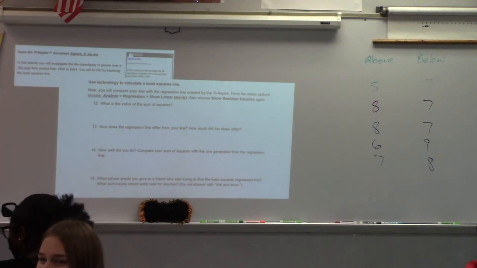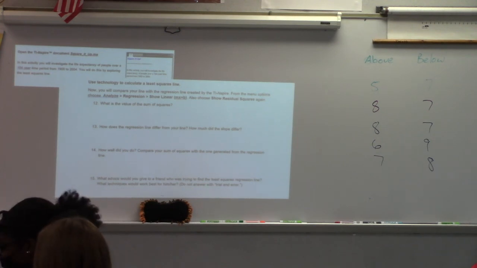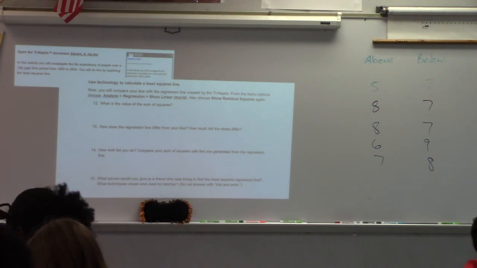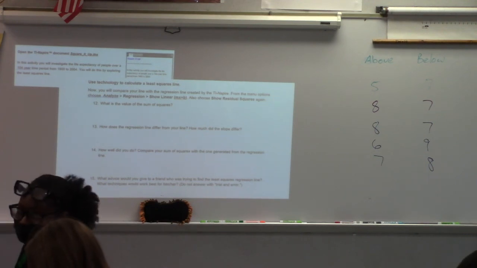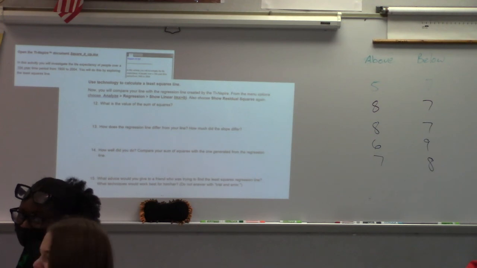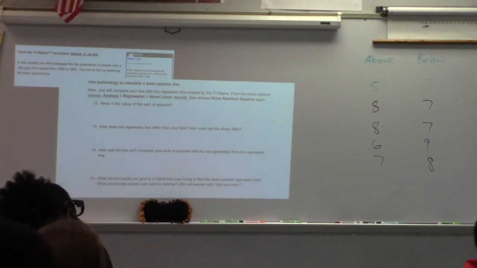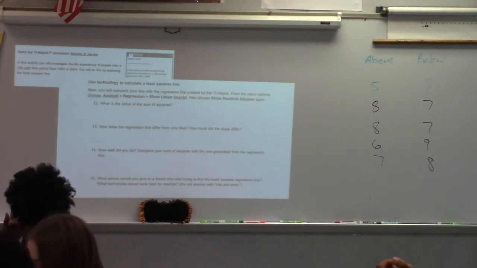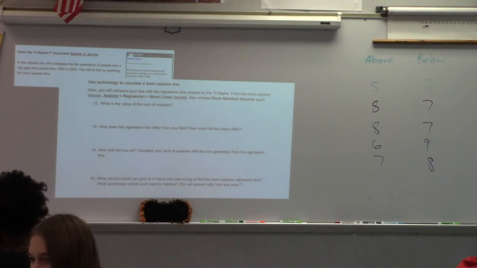Have we all gotten the answer? Did it not show your sum of squares? There. Hey guys, please make sure you follow directions. Some of y'all are not getting all the information that you need because you didn't follow the last step of show residual squares. Choose show residual squares again after you finish all of that. Yes.